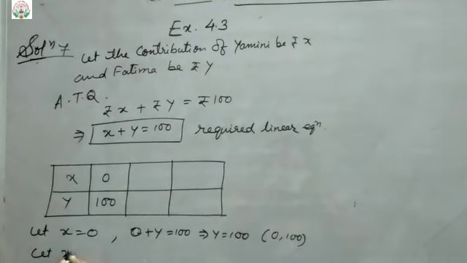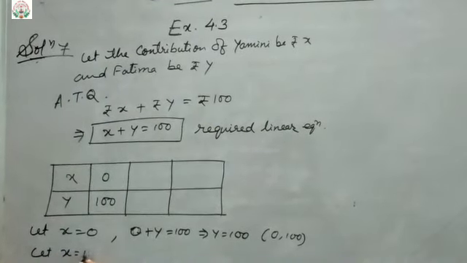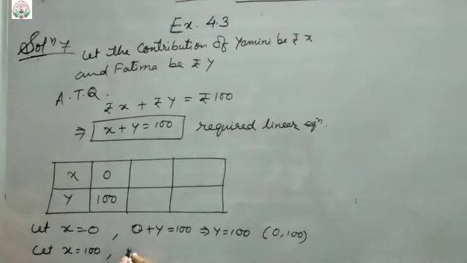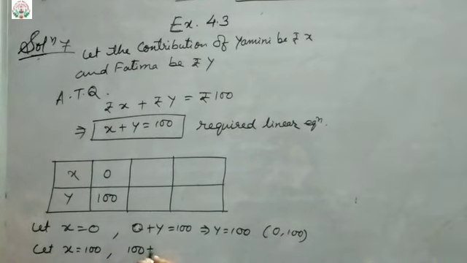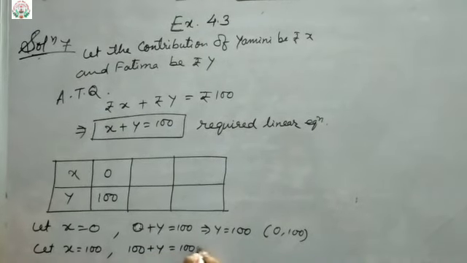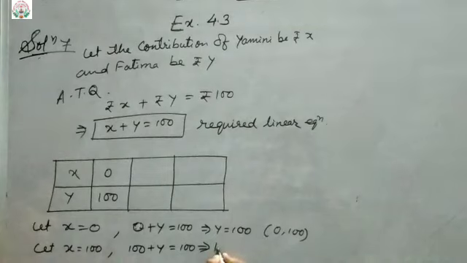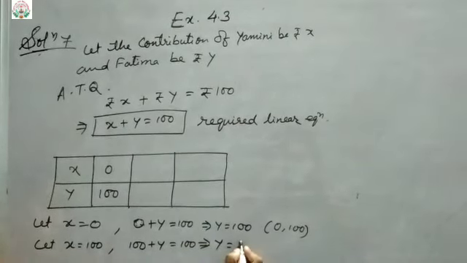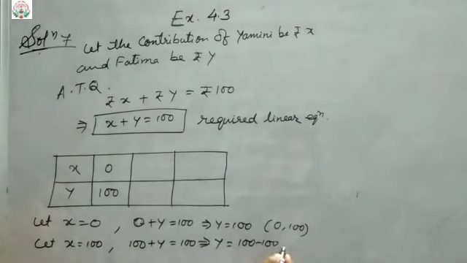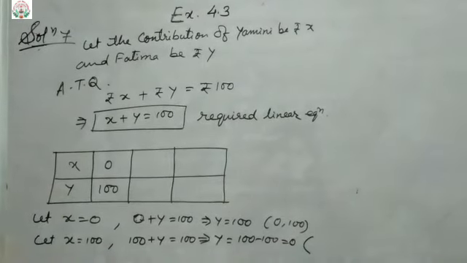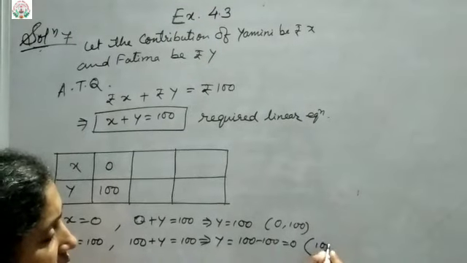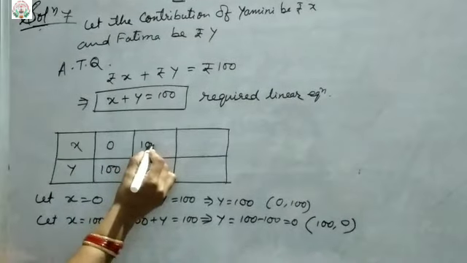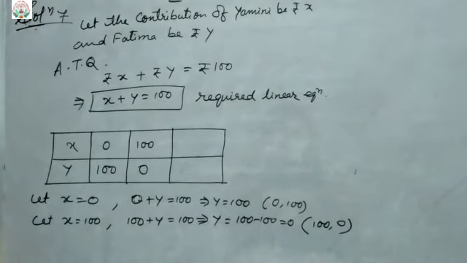Then next, let X equal 100, suppose. Then what will be Y? Check it out. Here 100 plus Y equals 100, which implies Y equals, by transposing, 100 minus 100, which equals 0. So when X is 100, Y is 0. Here it is just reversed.